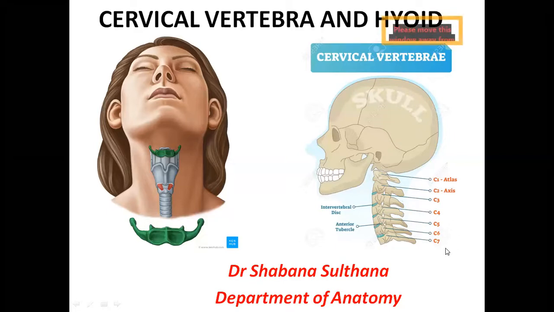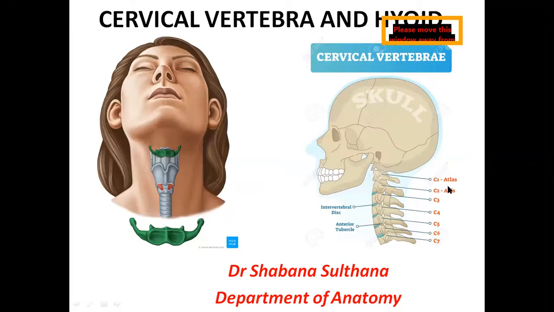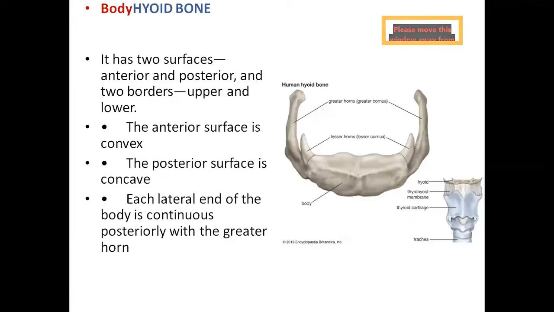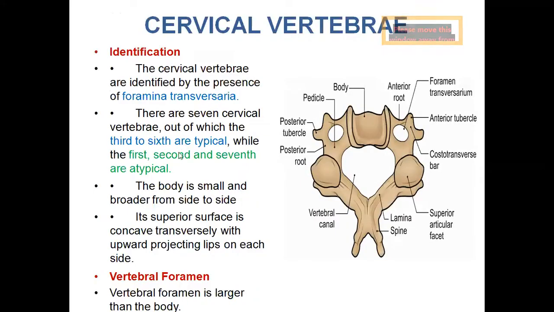So C1, C2 and C7 come under atypical cervical vertebrae, which have some specialized features, whereas C3, C4, C5, C6 have the same features, hence they come under typical cervical vertebrae. Okay, so head bone we are just done with, right? Cervical vertebrae are identified by the presence of the foramen transversarium. So we have 7 cervical vertebrae, out of which third to sixth are typical, first, second and seventh are atypical.